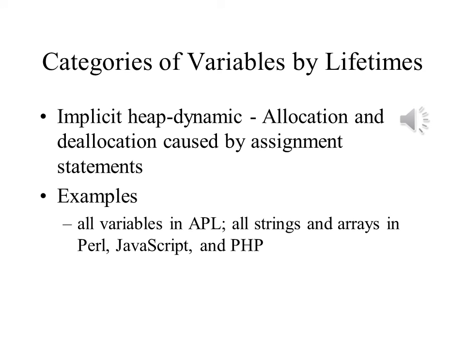Implicit heap dynamic variables are bound to heap storage when they are assigned values. Strings and arrays in Perl, JavaScript, and PHP are allocated in this way, as are all variables in APL. This allows us to set a JavaScript variable equal to an array of integers, even if the variable was previously used only for scalar values. It also allows us to create and manipulate strings, blissfully oblivious to how memory is managed when doing this.